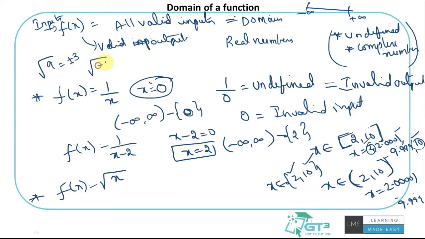What is the square root of minus 9? You write it like this, 9 into minus 1. So the square root of 9 is 3, plus or minus 3 to be precise again. And the square root of minus 1 is not 1 or minus 1, it's called the imaginary number i. You cannot do the square root of a negative number.